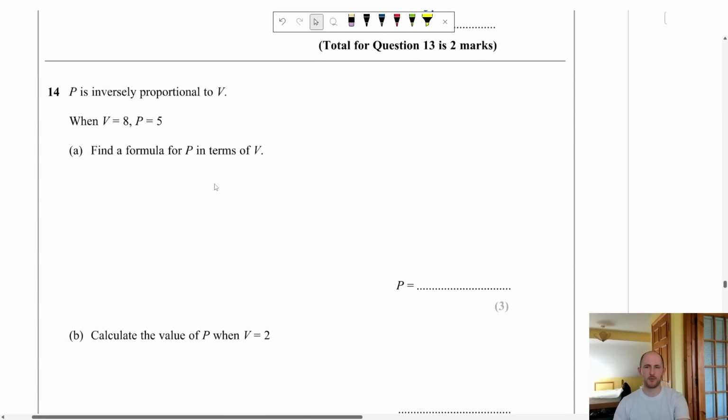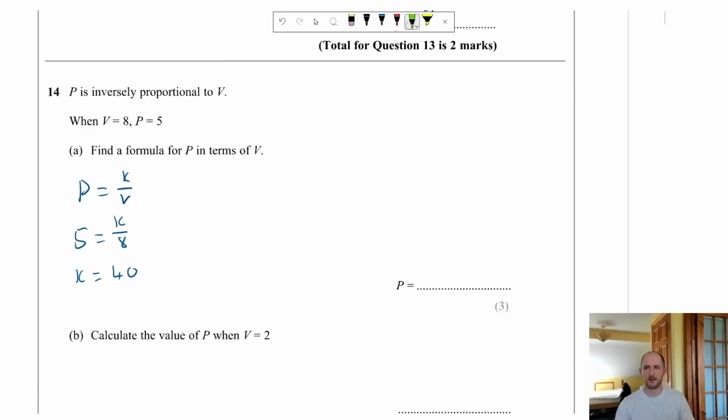The classic proportion questions. I love these. P is inversely proportional to V. You get a mark just for writing this. 1 mark. The second mark is for actually subbing in these values to work out K. So when V equals 8, P equals 5. So 5 equals K over 8, which means K is equal to 5 times 8, which is 40. Second mark. I love it.